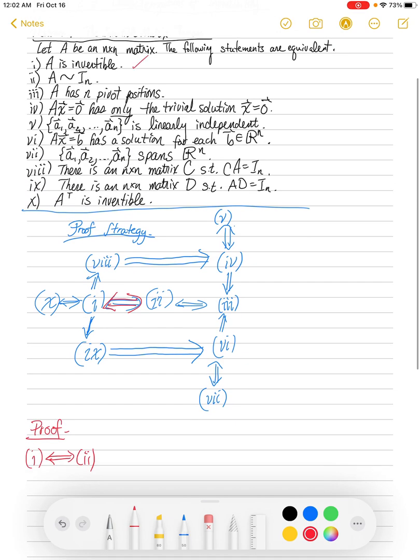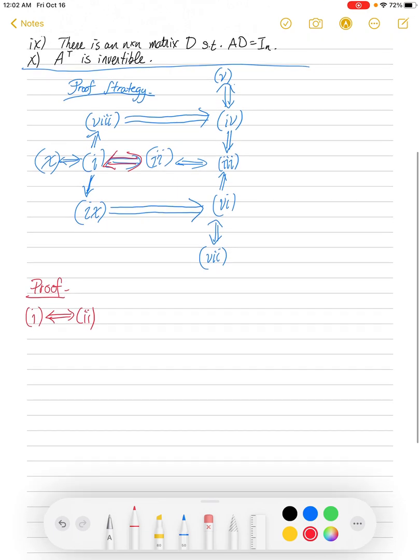Remember what 1 is. 1 is A is invertible. 2 is A is row equivalent to the identity matrix, A can be row reduced to the identity matrix. We want to prove those two things are equivalent. Well, actually, we've proven this on the videos. We had a previous video where we proved that A is invertible is the same thing as saying A is row equivalent to the identity matrix.